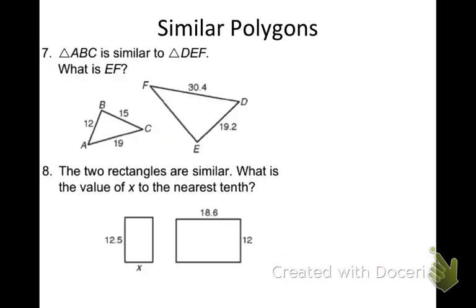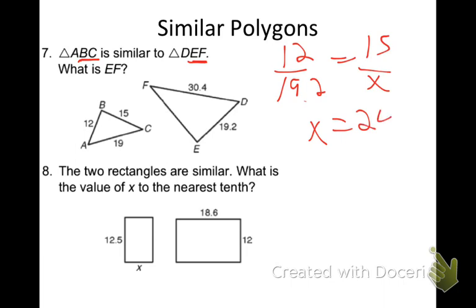All right, take a couple seconds to try number 7 and 8 here. All right, it says ABC is similar to DEF. What is EF? Now, they give you more information than you need on number 7. You just need to set up one proportion. So find similarities and set it up. All right, Bryce, give me the proportion you use for number 7. 12 over 19.2 equals 15 over x. And then you use cross products and get x to equal? 24. 24. Nice job.